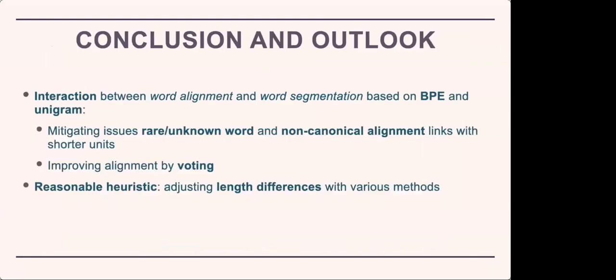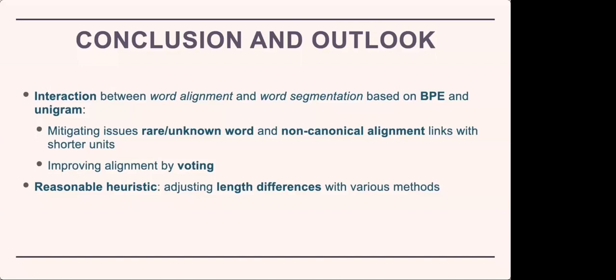Conclusion and Outlook. We have studied the interaction between word alignment and word segmentation based on 2 algorithms, BPE and Unigram. Using smaller units notably mitigates issues with rare and unknown words. Shorter units also help to retrieve more correct links for one-to-many or many-to-one alignment links. Based on these observations, we have analyzed the variation of alignment score with respect to vocabulary size. It shows that the word-based segmentation was less than optimal.